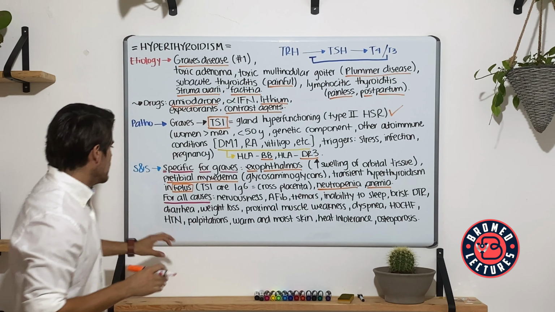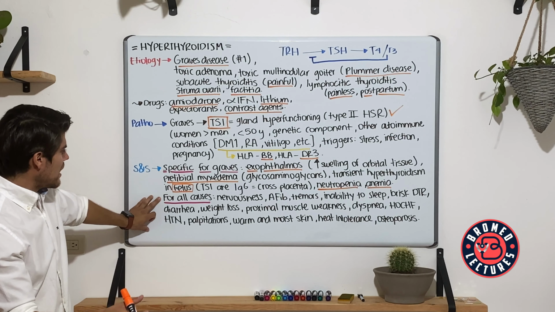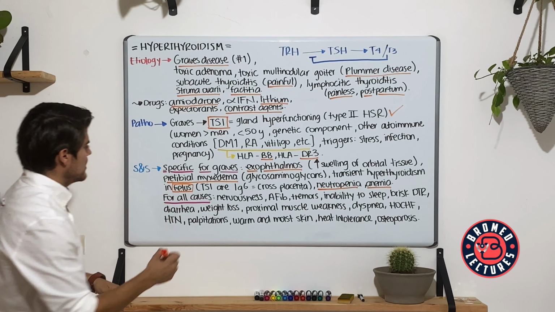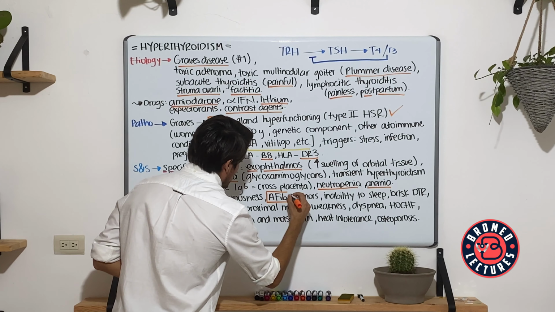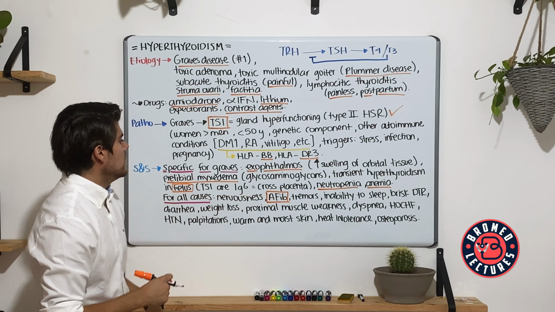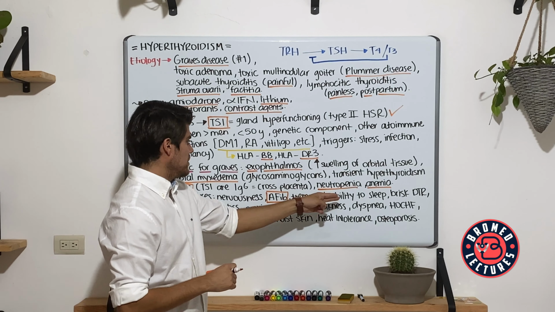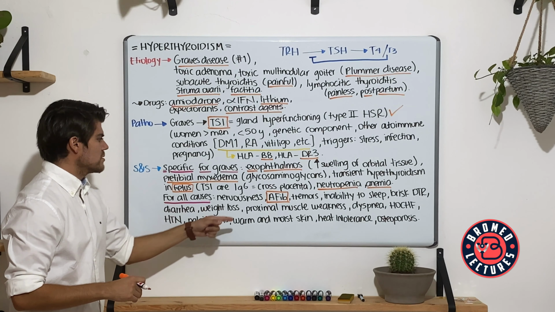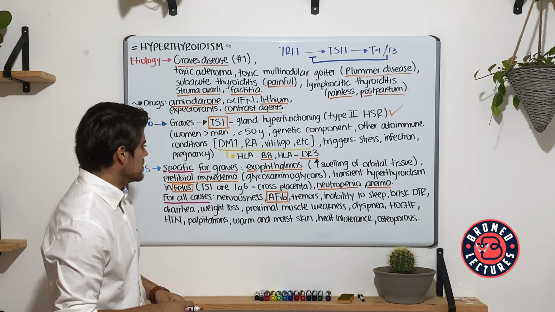And now for all other causes of hyperthyroidism, you may develop these symptoms. Nervousness, atrial fibrillation, they like to test on this one. Patient that develops atrial fibrillation and has no other related or associated predisposing condition, you may look for the thyroid hormones. Tremors, inability to sleep, brisk deep tendon reflexes, diarrhea, weight loss, proximal muscle weakness. Compare these to other myopathies.